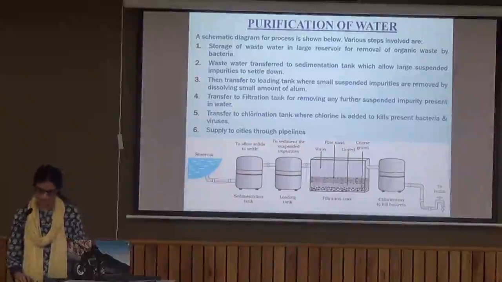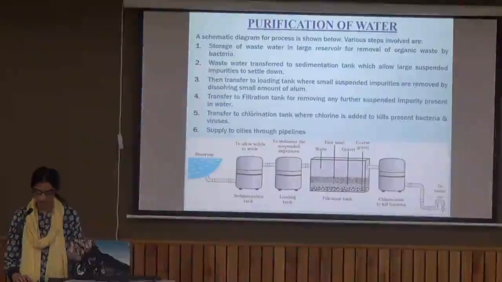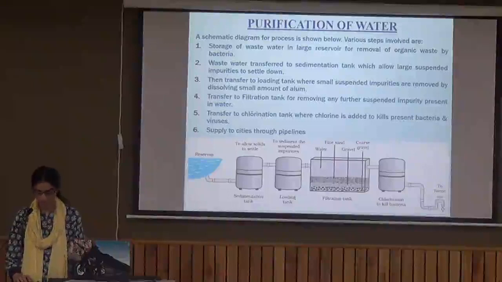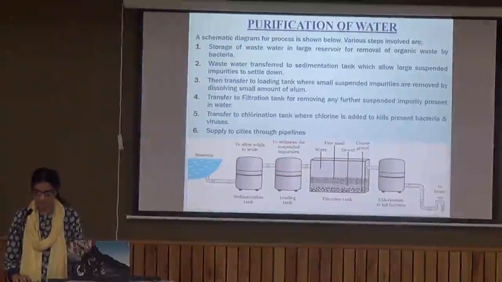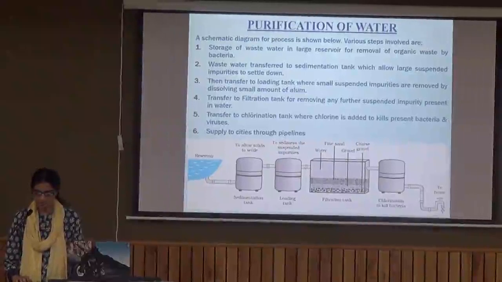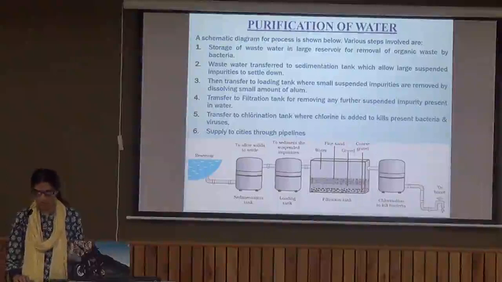In this process you see that there is a reservoir from which we are taking water and we have to purify this water. There is a schematic diagram shown here. First of all, there is water stored in a large reservoir and it may contain many organic waste and bacteria. So we transfer the water in the reservoir to a sedimentation tank, which allows large suspended impurities to settle down.